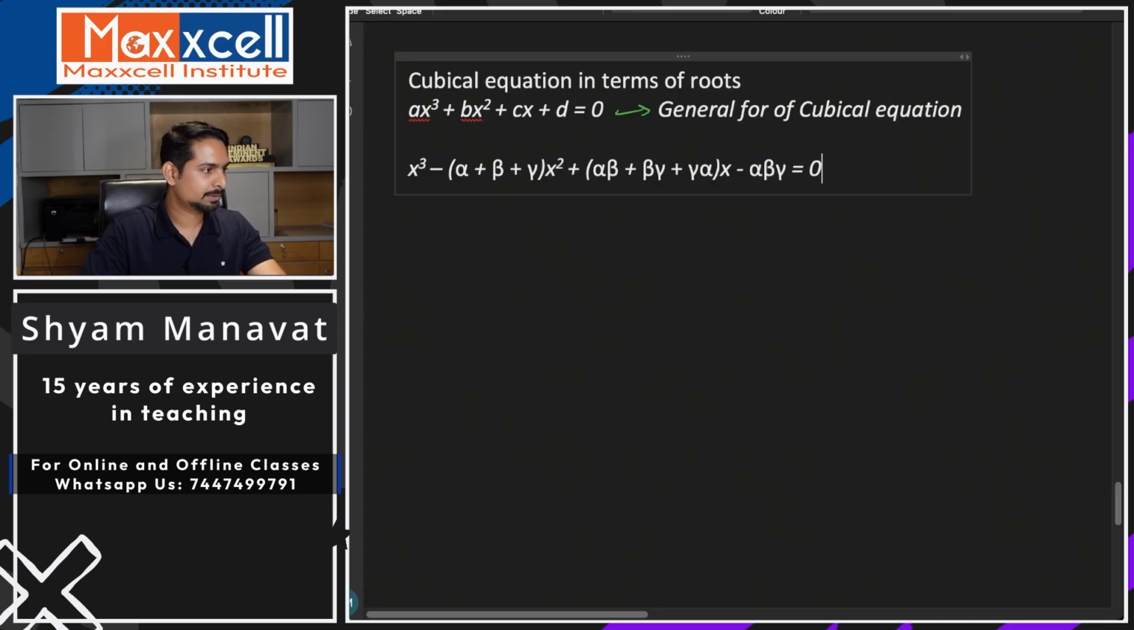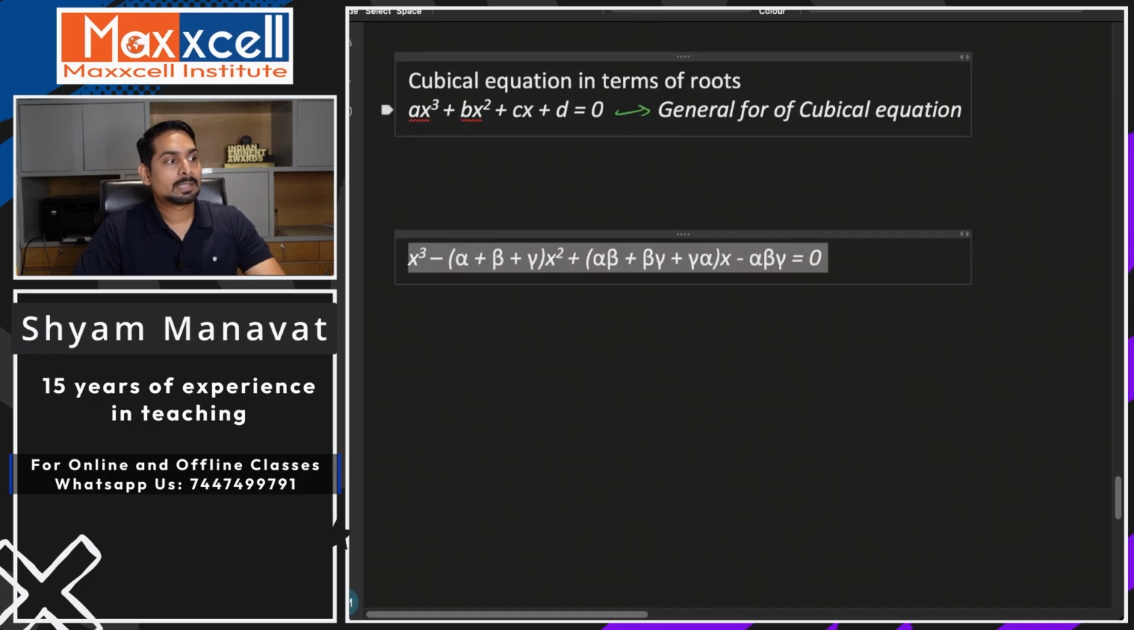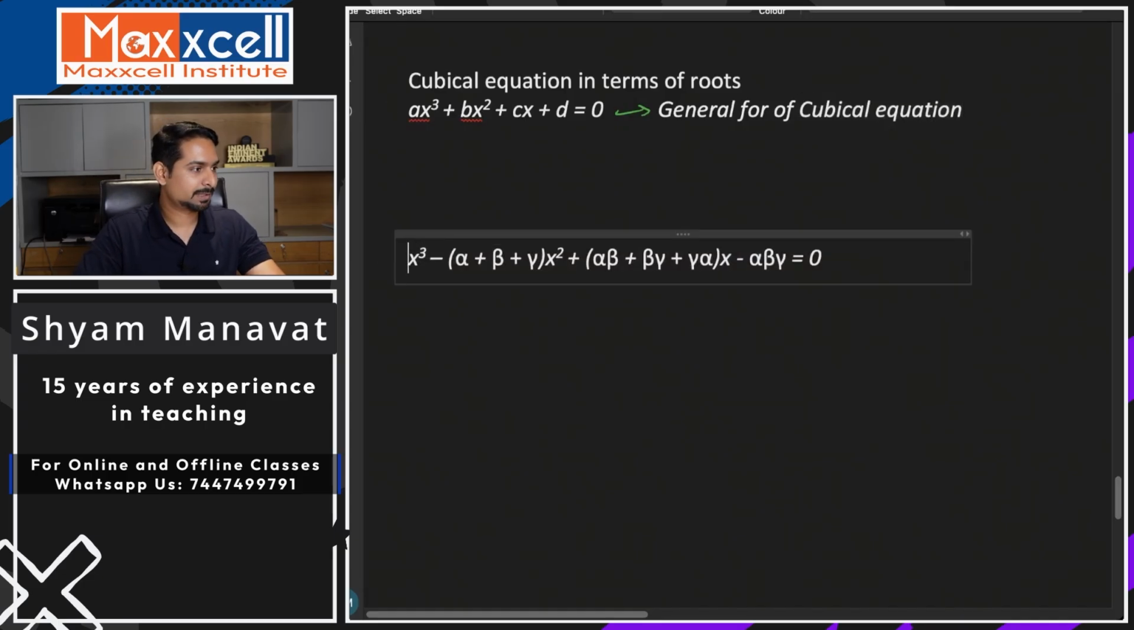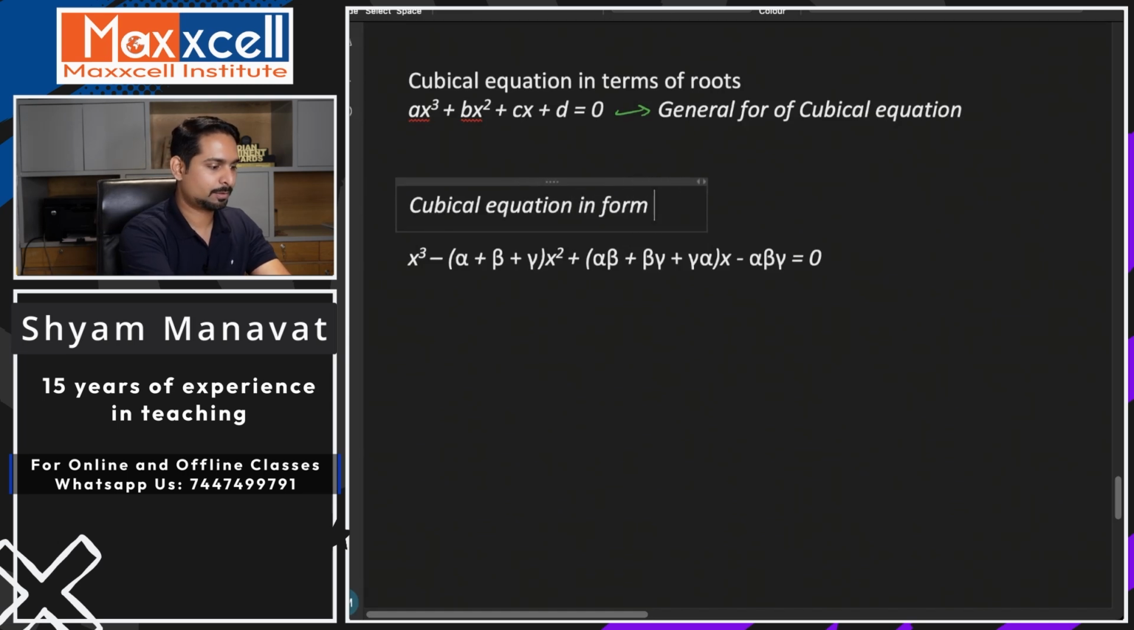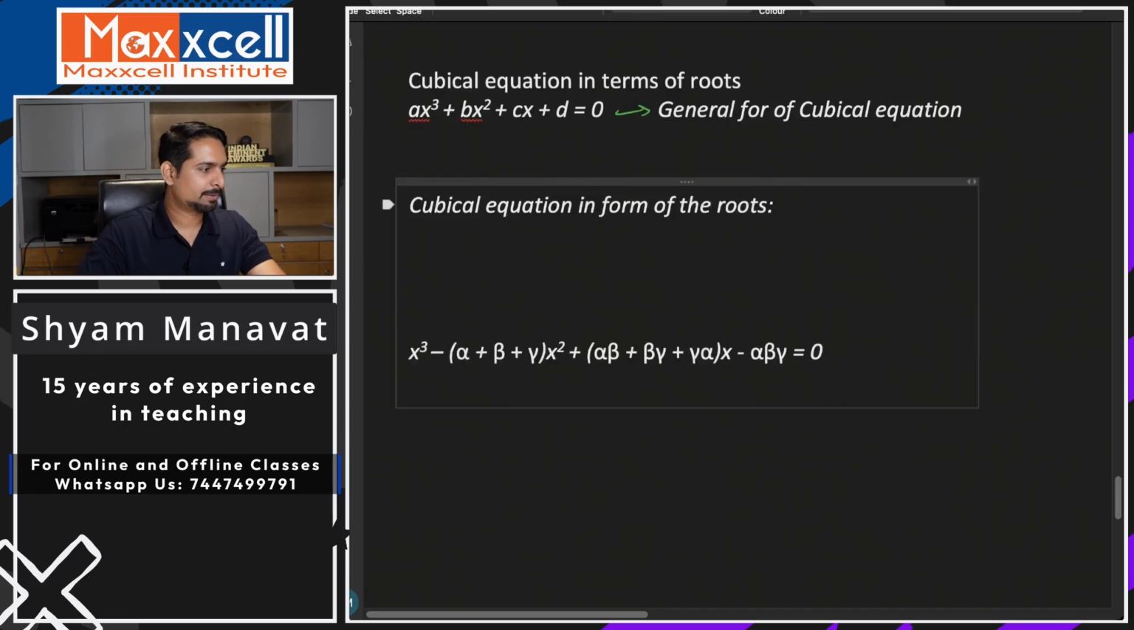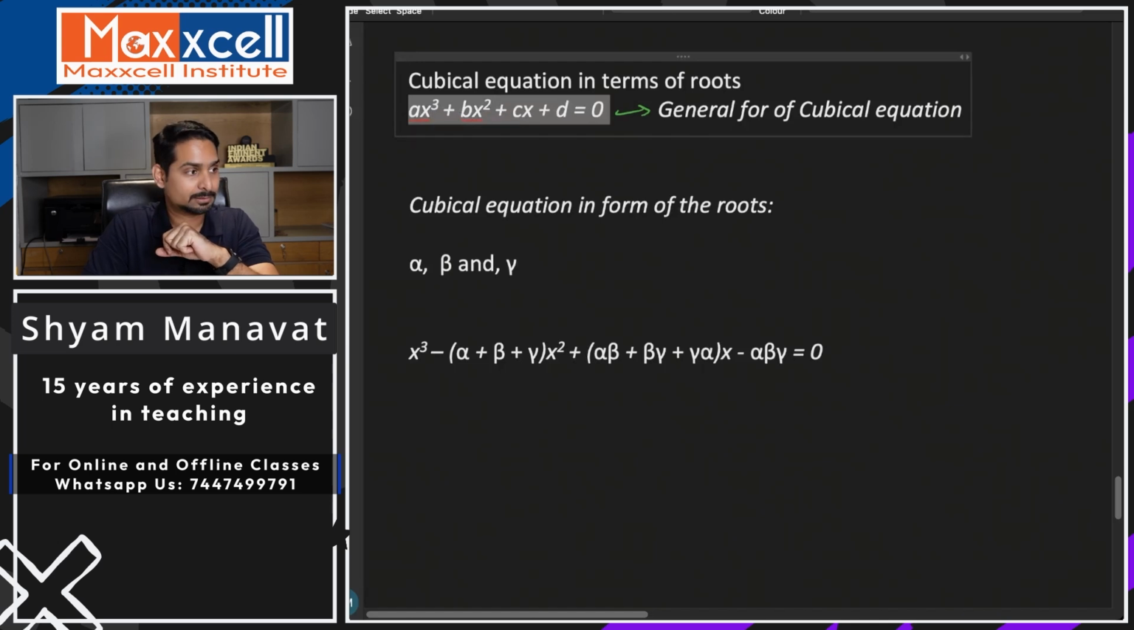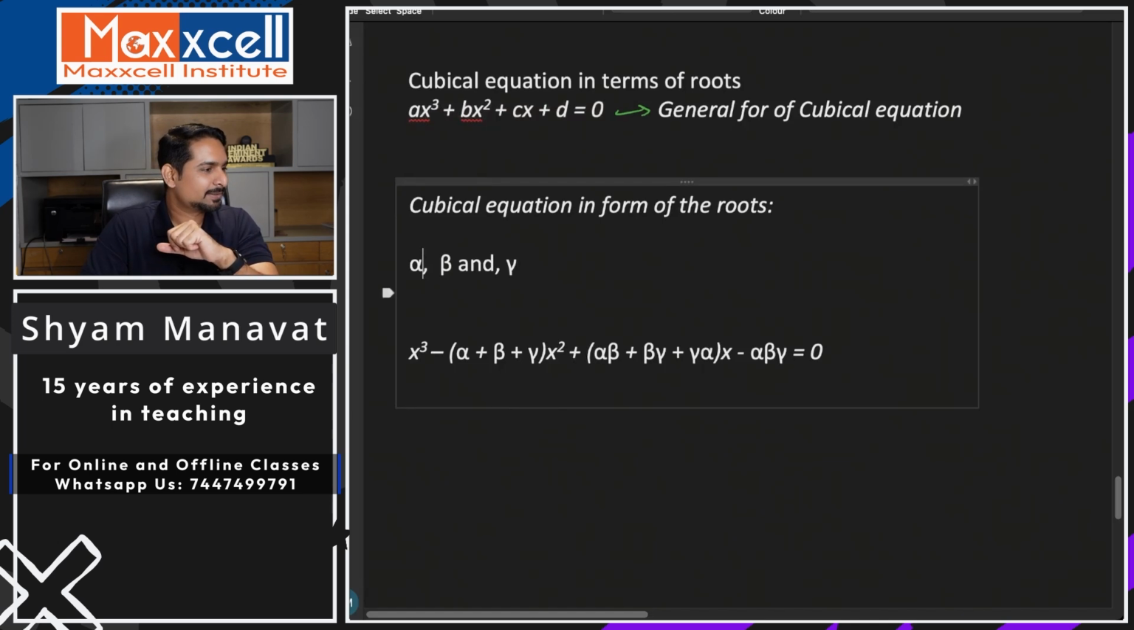And here I have something for you, this one. This is the cubical equation in form of roots. So I am considering the roots to be alpha, beta, and gamma. Yes, this is gamma. I don't want to take a, b, c, because a, b, c I have already used to express the general form of the cubical equation. That's why I need to use some other symbols. So better off taking some Greek symbols, alpha, beta and gamma, as the roots.